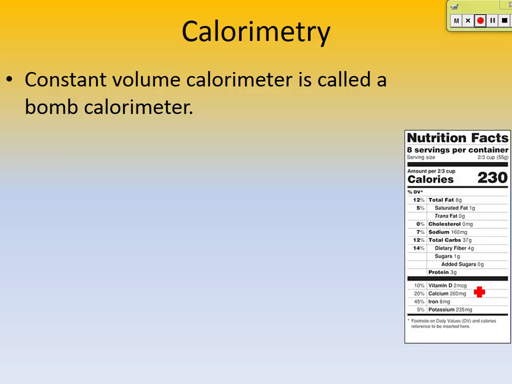Food industry scientists use this all the time because they want to determine the caloric properties of a food. In the nutrition facts label, they're always going to tell you the calories of the serving size. So this food item has 230 calories. Guys, calories is an energy value. It tells you how much energy is in that food item. Okay?